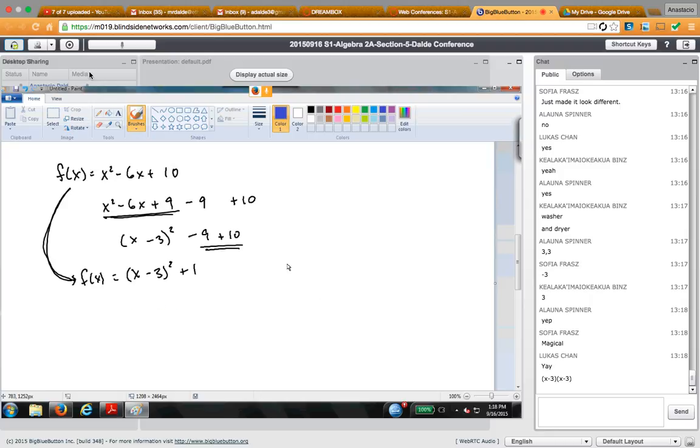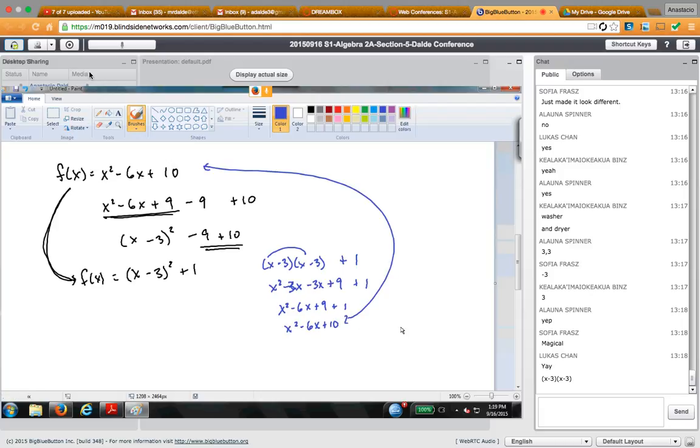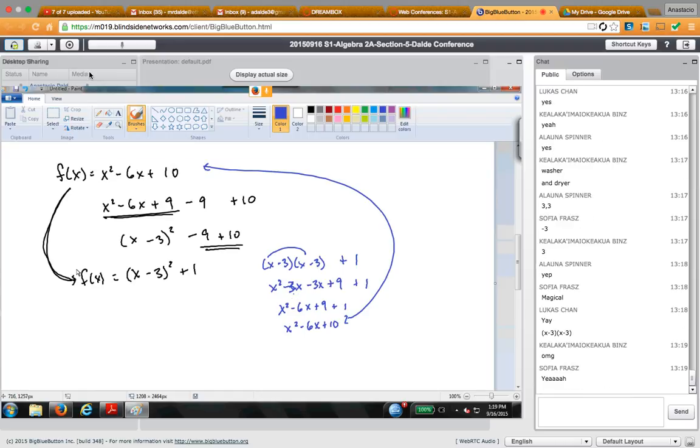X minus 3 times x minus 3 is equal to first, outer, inner, last. X squared minus 3x minus 3x plus 9. We cool? And then x squared minus 6x plus 9. I still have that plus 1 on the outside that I have to deal with. So really I have x squared minus 6x plus 10. And now do you believe me that they're the same thing? This was just more of a check on the side. So really, this is the same equation as above, it's just a different form.